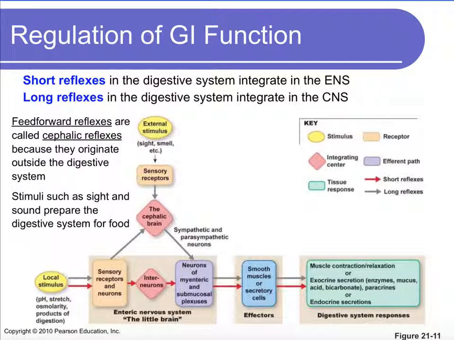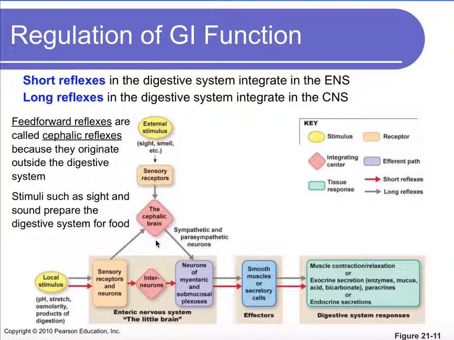And this is what you may be familiar with when you look at food or when you think about food or when you smell food. You know that your mouth starts to water and your stomach starts to growl. Food hasn't actually entered into your body, but you're anticipating it coming, and so the brain will send a longer reflex because it's going from the brain down to our GI tract, so it's called the long reflex.